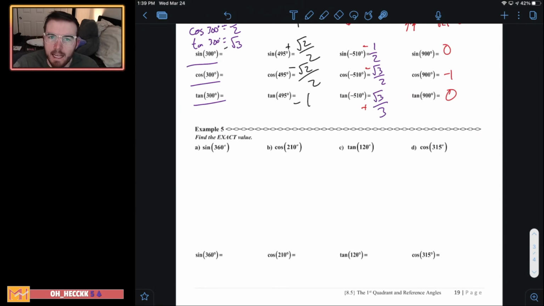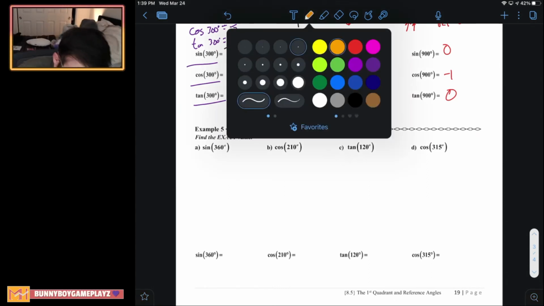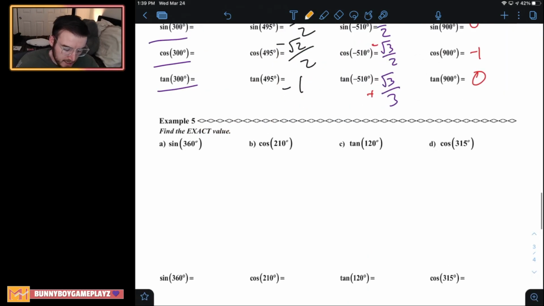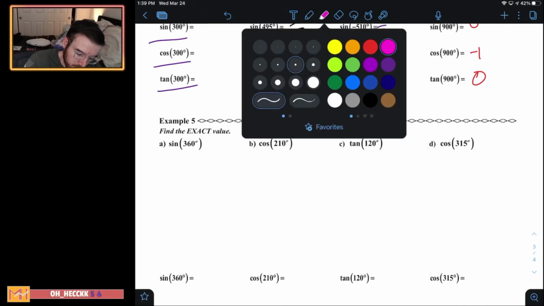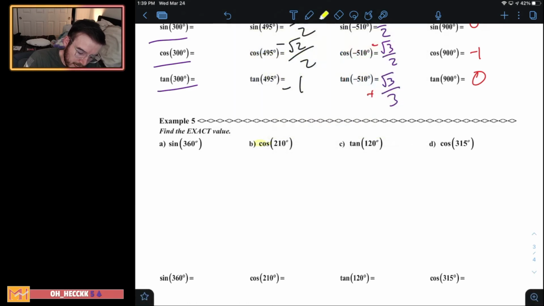I just realized that I haven't asked a question this whole time. So how about this is the moment that I ask a couple of questions. Find the exact value. So here's the first question. Find me the reference angle for this guy right here. Questions pop up on screen. Or answers pop up on screen.